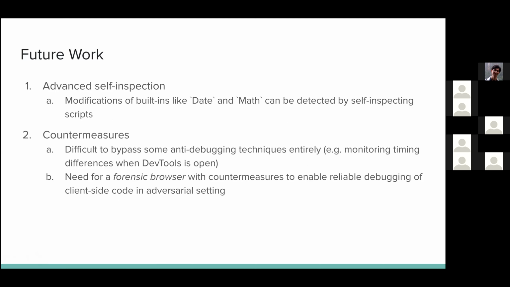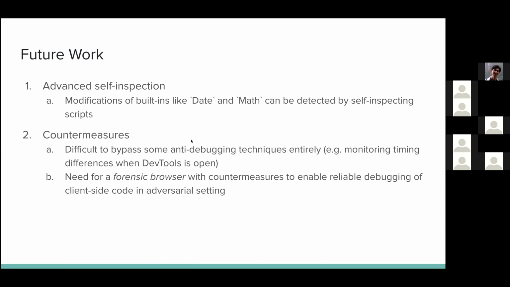The authors also propose 2 areas for future work. Like Dr. Lee mentioned, the modifications of built-ins like Date and Math can be detected by self-inspecting scripts. So the sensible next step is to move the modifications from JavaScript to the C++ realm so that they cannot be inspected directly by an attacker and can only be observed through side effects. They mentioned a project called Visible V8, which might be one option for researchers to control the replay of a website without changing the JavaScript.